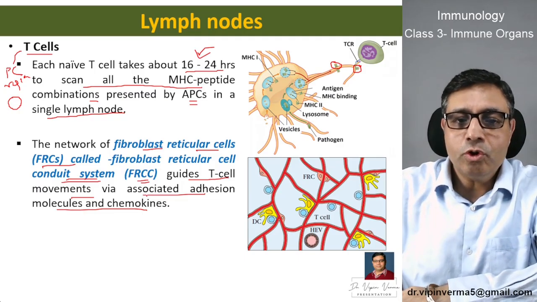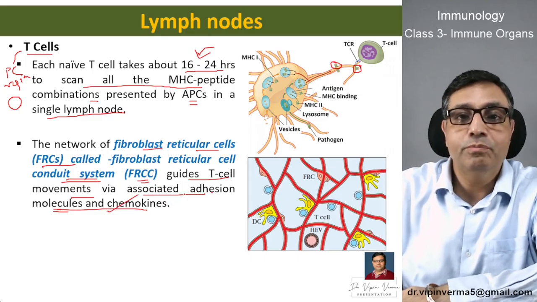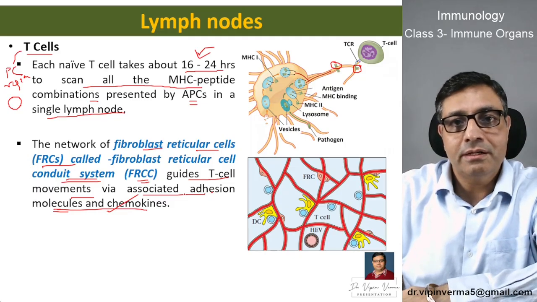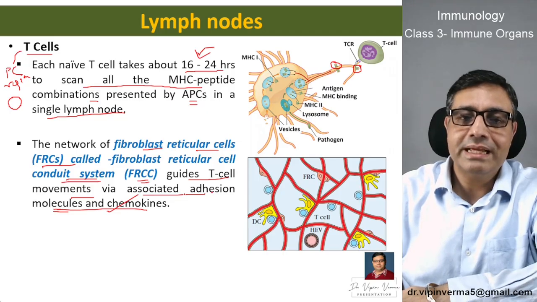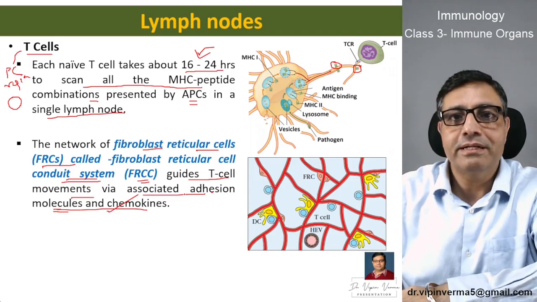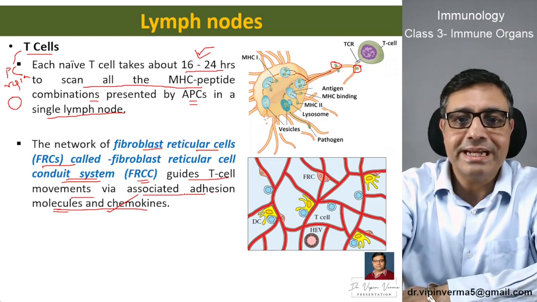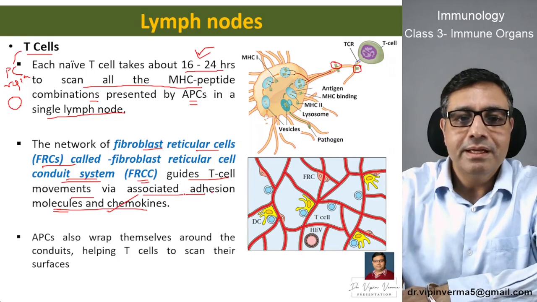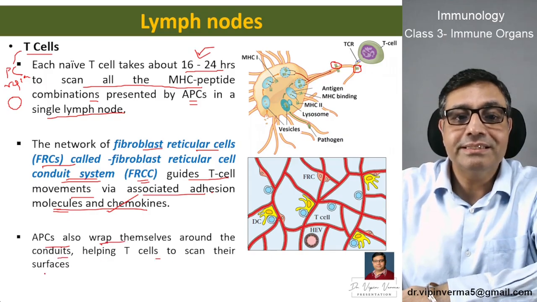Now, T cells not only associate via adhesion molecules, but chemokines are also released, and that also gives them guidance, because a concentration gradient is built up, and accordingly the T cells find those chemical gradients and follow that path. But they are gliding on this complete reticular cellular network. Antigen presenting cells also wrap themselves around the conduits, helping T cells to scan their surfaces.